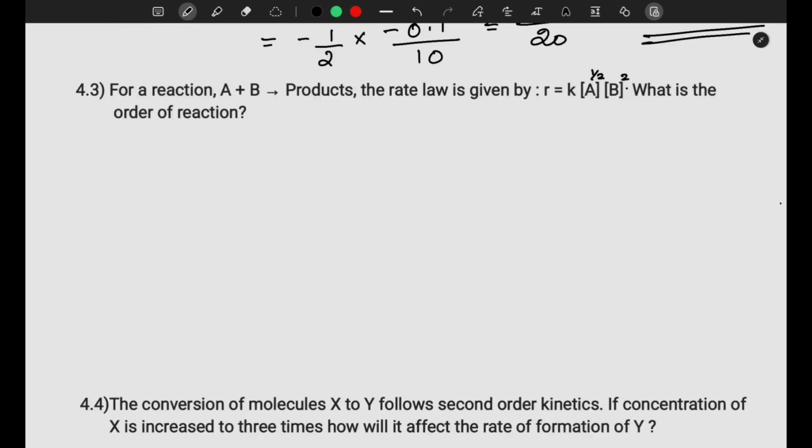For a reaction A plus B gives products, the rate law is given by R is equal to K into concentration of A raised to 1 by 2 into B raised to 2. What is the order of reaction? So order is equal to the sum of the powers of the concentration terms in the rate law expression. So concentration of A raised to 1 by 2, so 1 by 2 plus 2, that is equal to 2.5.